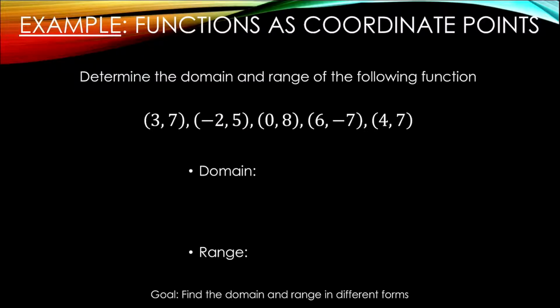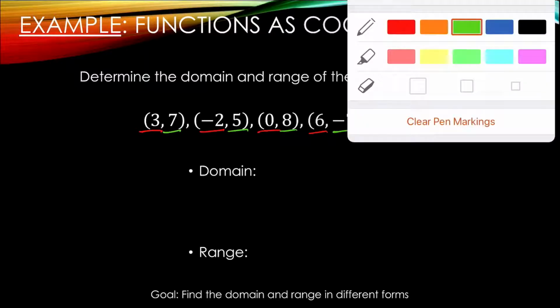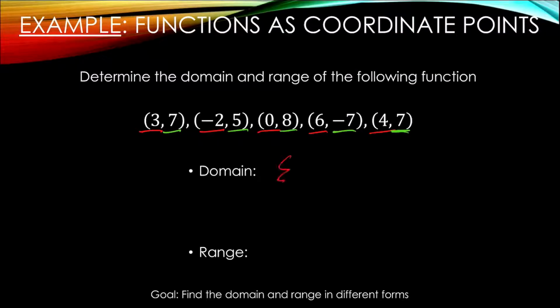Okay, so let's look at this. Anything in red is going to be my input. Those are my x values, where everything I'm underlining in green are my outputs. We're looking at what exists. So my domain, anything that exists, is 3, -2, 0, 6, and 4. And remember, order does not matter.